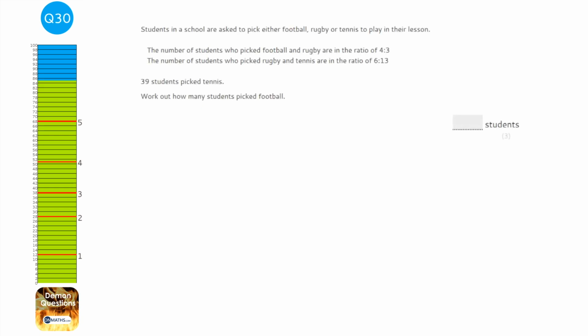Okay, so this is quite a complicated question because there's 2 ratios and they're talking about slightly different things. We're also given an amount of one of the sides of one of the ratios, and we're asked for the amount of the first side of the ratio. So it's all a little bit complicated. But the way I'd like to start these things off is by just writing down what I know from the question. So we've got football, rugby, and we've got tennis.